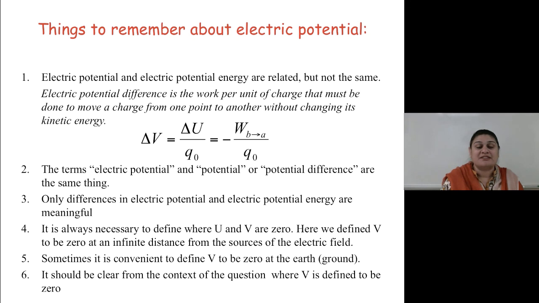The only differences in electrical potential and electrical potential energy are meaningful. It is always necessary to define where U and V are 0. Hence, we define V to be 0 at an infinite distance from the sources of the electrical field. Sometimes people also define V to be 0 at Earth, and we call it ground. It should be clear from the context of the question where V is to be defined as 0.